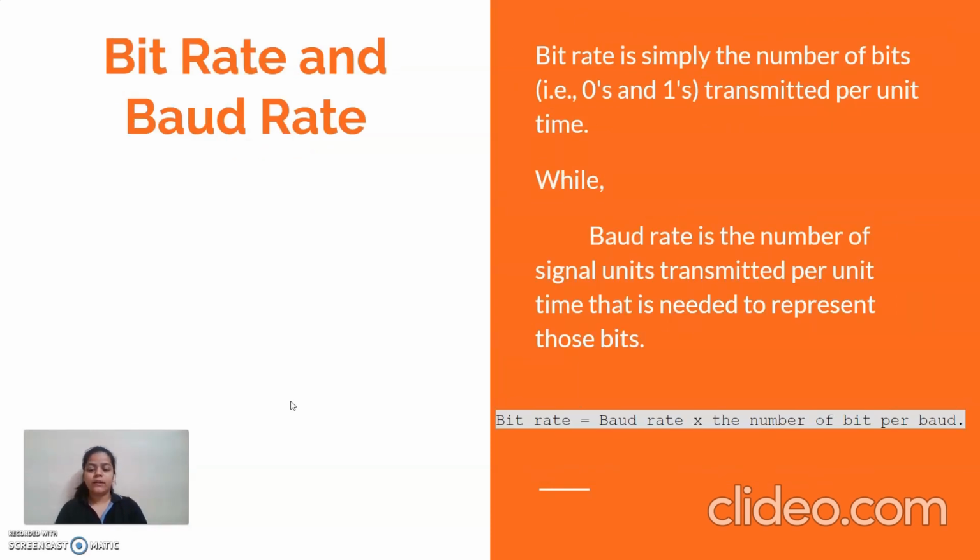Bitrate and baud rate. These two terms are often used in data communication. Bitrate is simply the number of bits, that is zeros or ones, transmitted per unit time, while baud rate is the number of signal units transmitted per unit time that are needed to represent those bits. For example, what we see above, 11 signal units need to be transferred per 8 bits of data. Bitrate is equal to baud rate times the number of bits per baud.